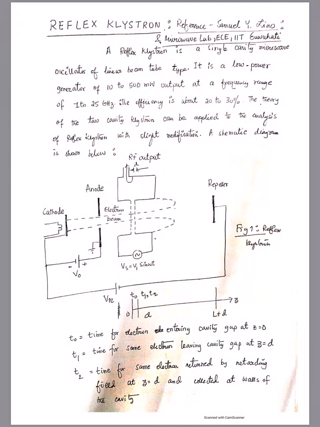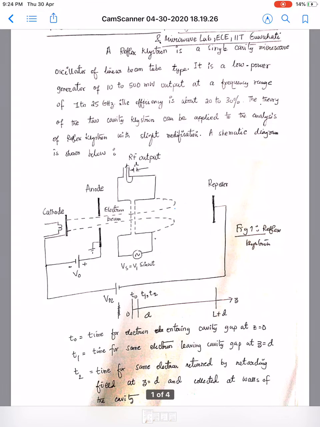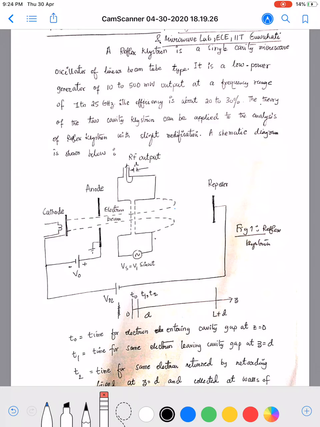Today we will be discussing the reflex klystron. A reflex klystron is a single cavity microwave oscillator of linear beam tube type. It's a low power generator: 10 to 500 milliwatt, 1 to 25 gigahertz, and efficiency is 20 to 30%.